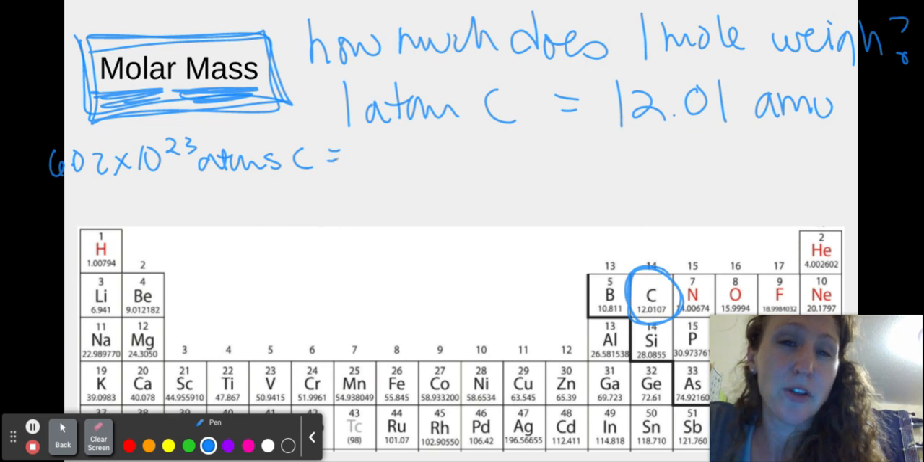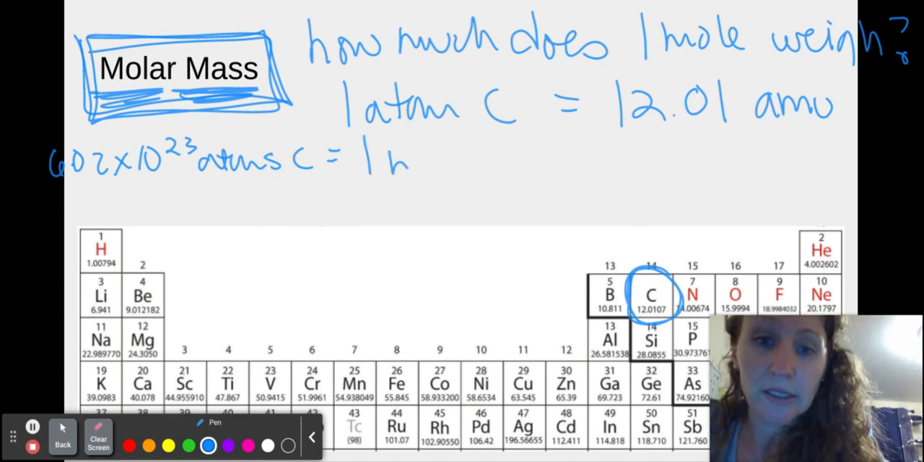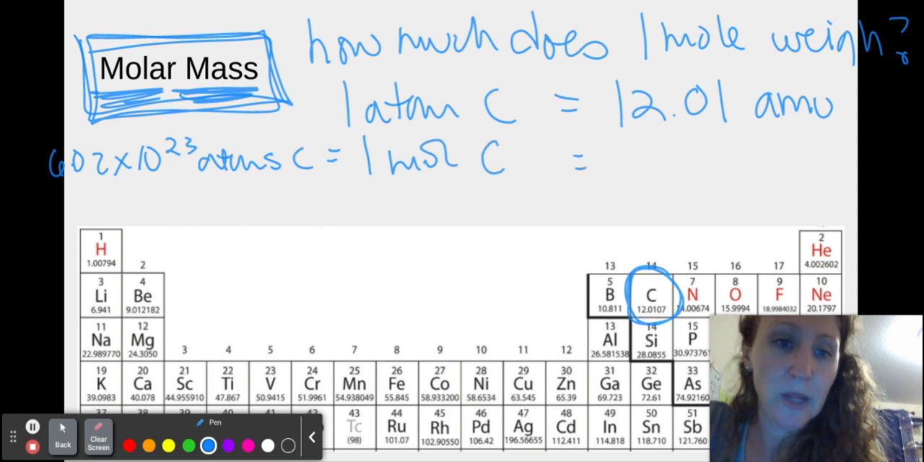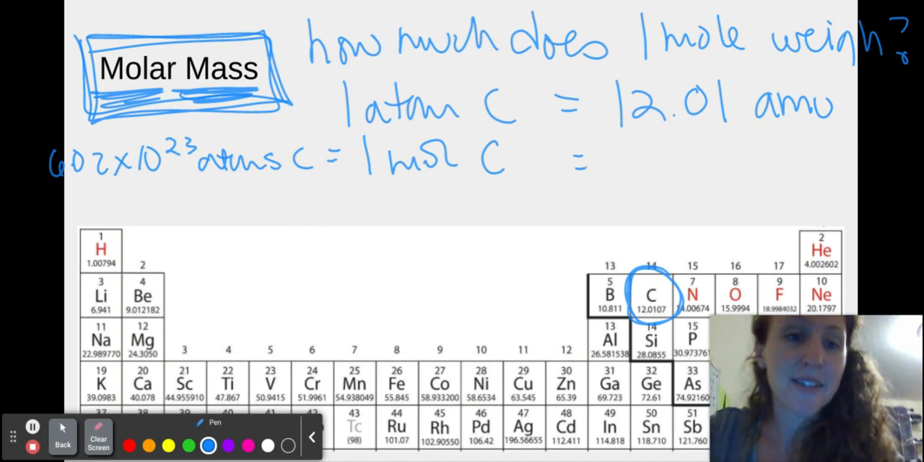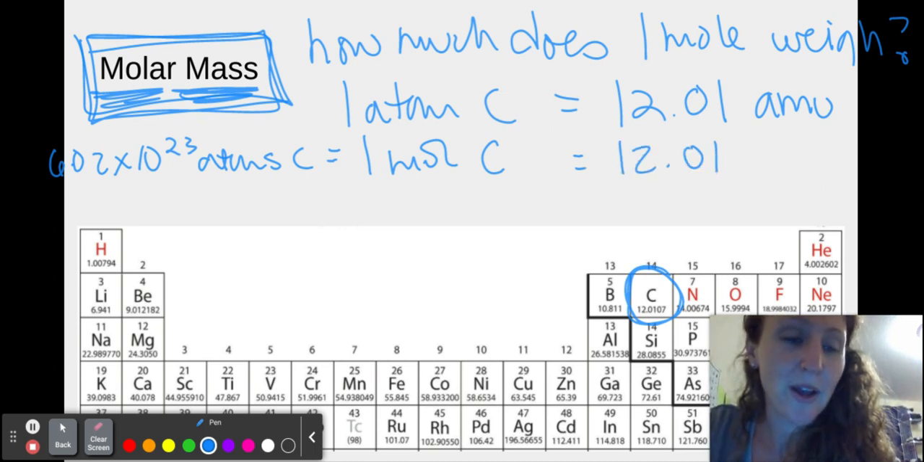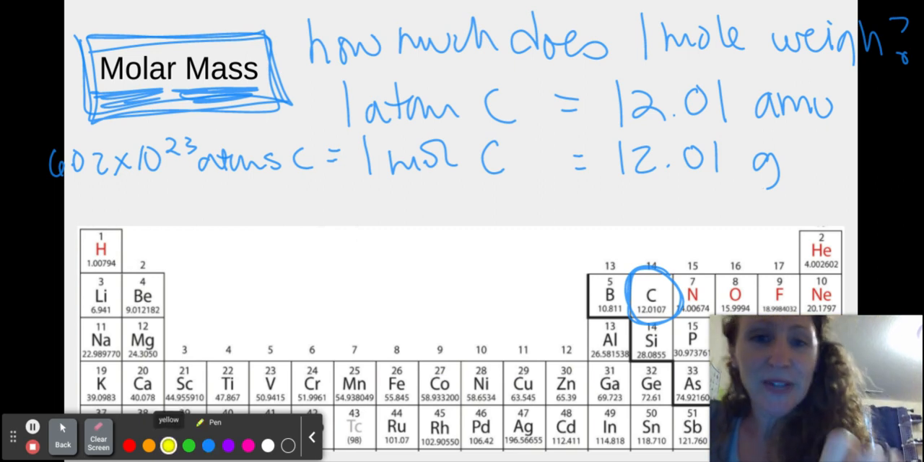Instead of talking about all those individual carbon atoms, we're going to talk about them as a group. I have 1 mole of carbon. Well, check this magic out. 1 mole of carbon weighs 12.01 grams. It's magical, right?